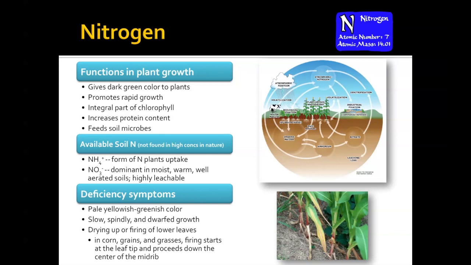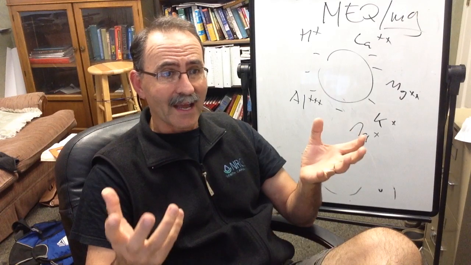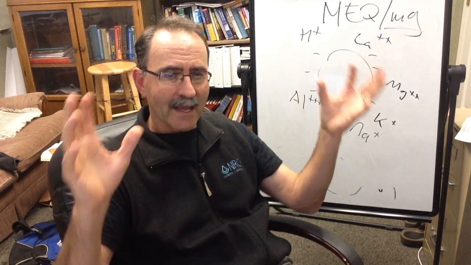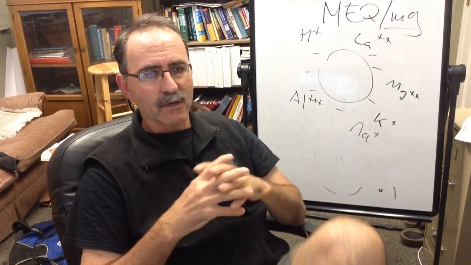So nitrogen typically is going to give that green color to plants. We put nitrogen down, the plant grows like crazy. It's really part of chlorophyll. Nitrogen is also part of protein. Nitrogen feeds soil microbes, but when we put commercial nitrogen down, it can suppress other soil microbes. But yes, you put nitrogen down, and it will actually reduce the carbon to nitrogen ratio in the soil and allow more mineralization of carbon to happen.